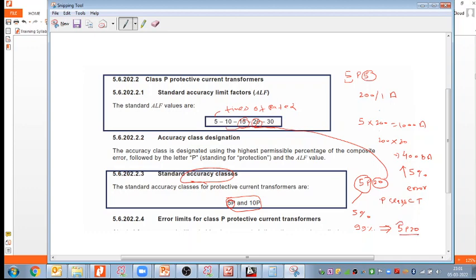In 5P20, 5 is the 5% error, P stands for protection class CT, and 20 stands for the accuracy limit factor ALF. 20 means that up to 20 times the rated current, 5% error is guaranteed by the manufacturer, or you want it guaranteed by the manufacturer. Okay, 5P20.